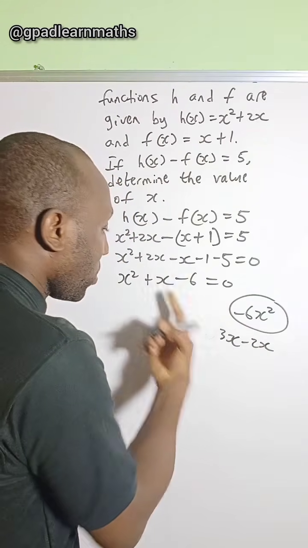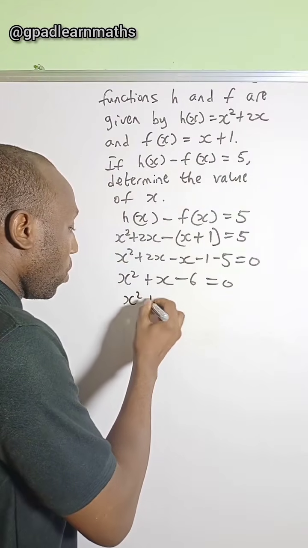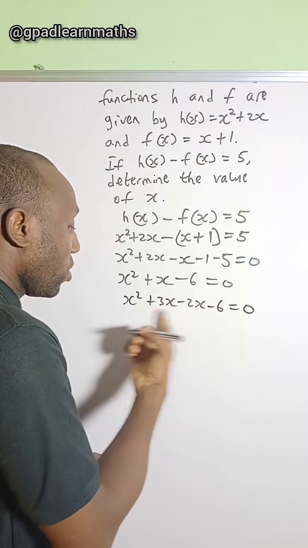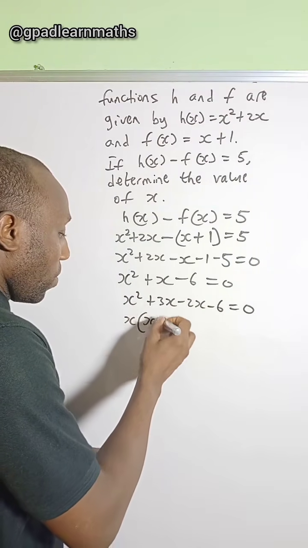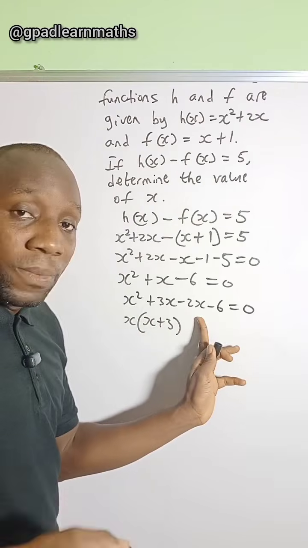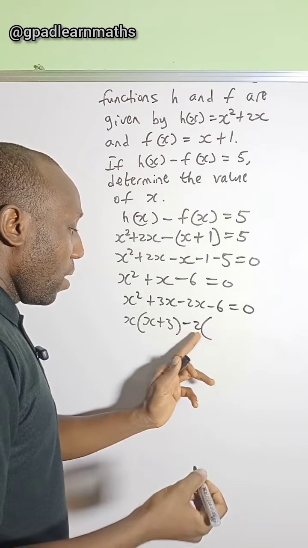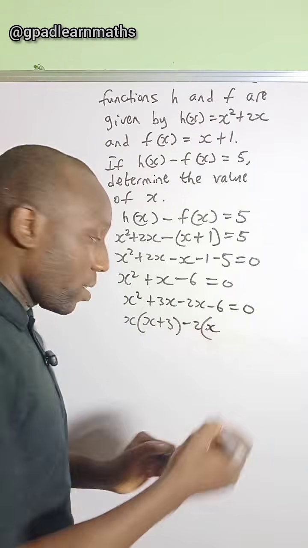Now I'm going to replace plus x with this. Let's do that. So we have x squared plus 3x minus 2x minus 6 is equal to 0. Look at the first two terms. What's common? X. So you have x plus 3. And look at the last two terms. What's common? Minus 2. So you have minus 2, open a bracket, then that will be x. Now, minus 2 times minus 6 is going to be plus 3.